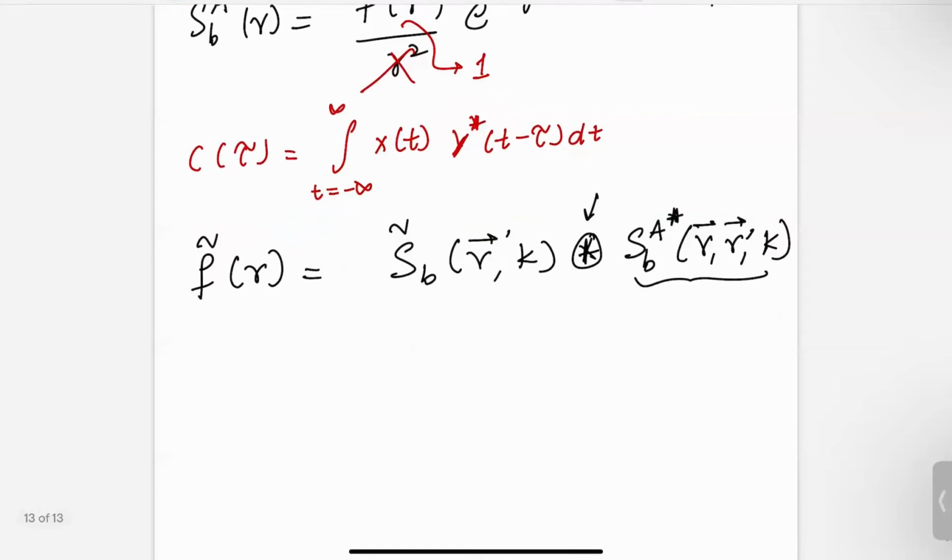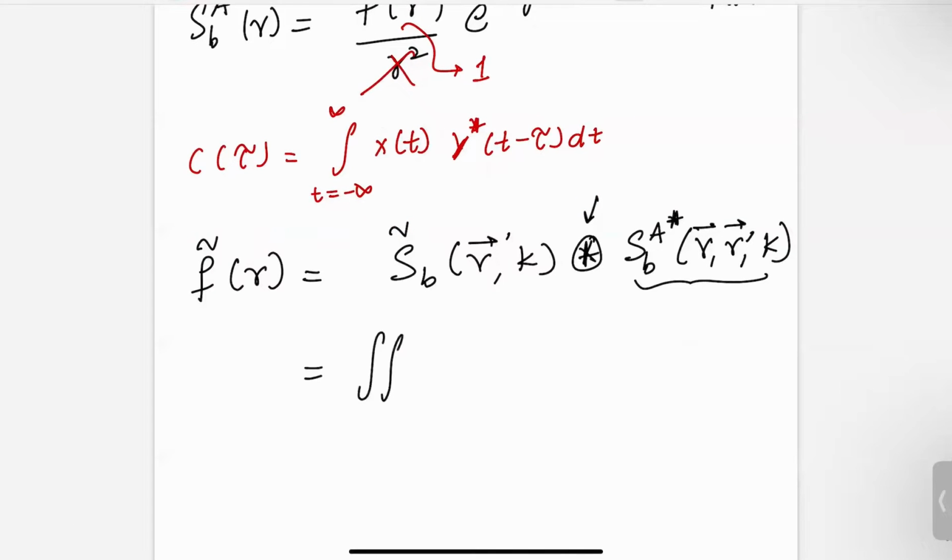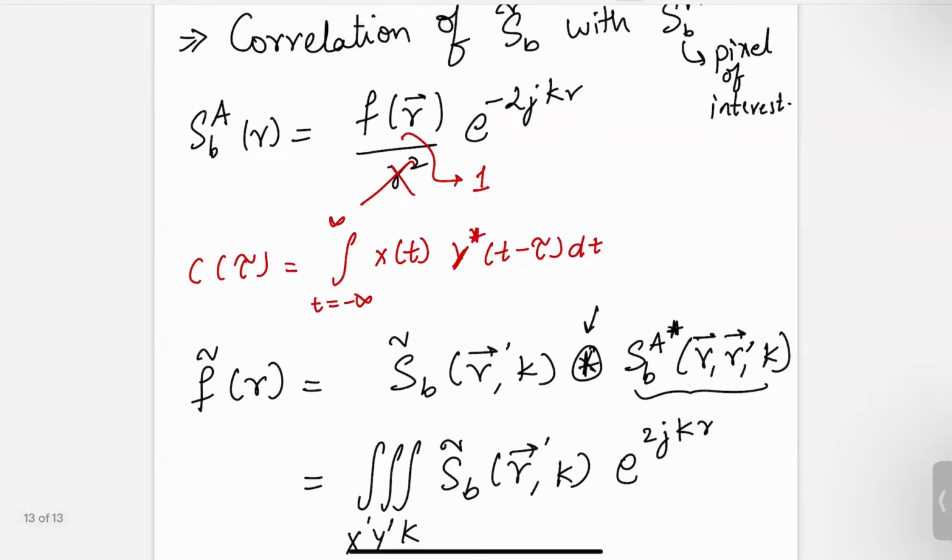pixel, right? And we know that this is simply just the integral over x prime, y prime, k, SB tilde of R, comma k, with e to the 2j k r, right? Because it's the complex conjugate of this. And this is essentially exactly the same now.